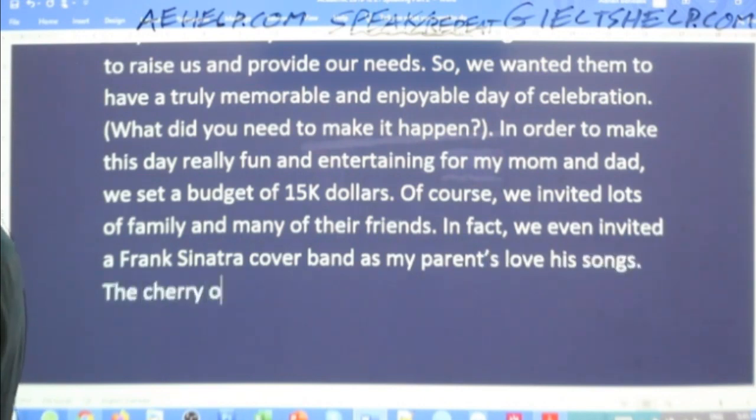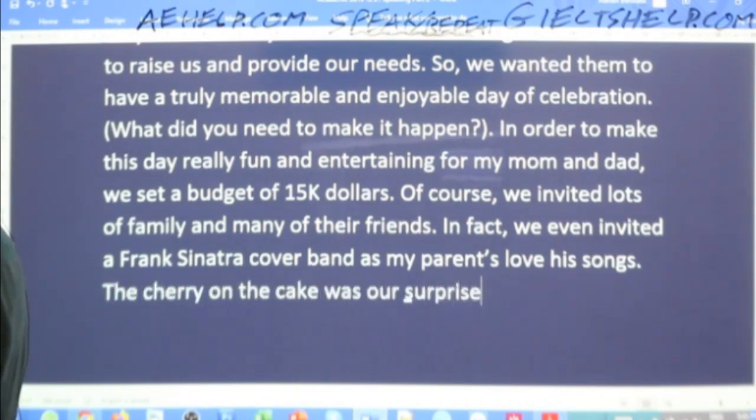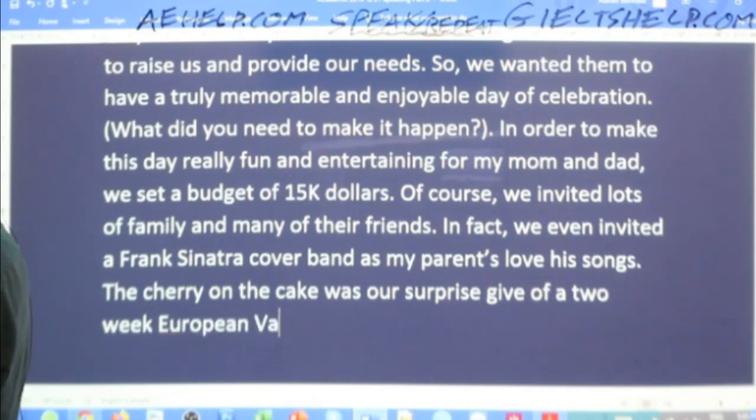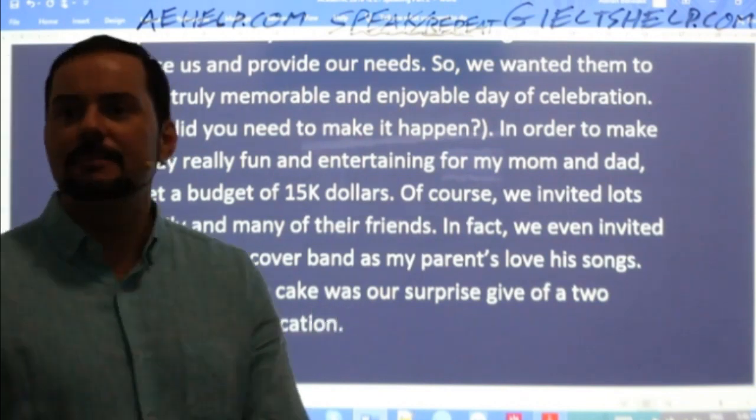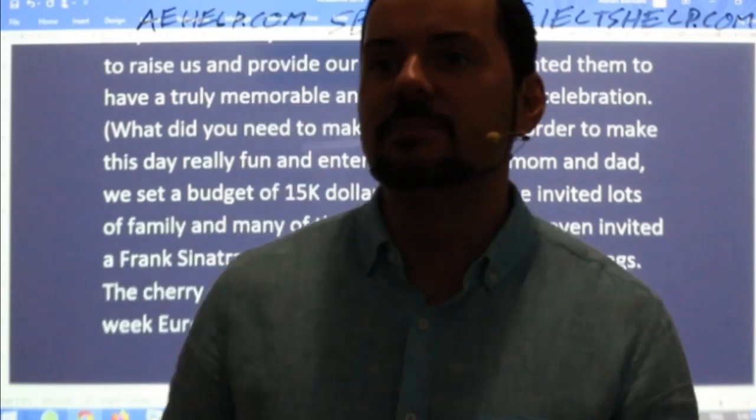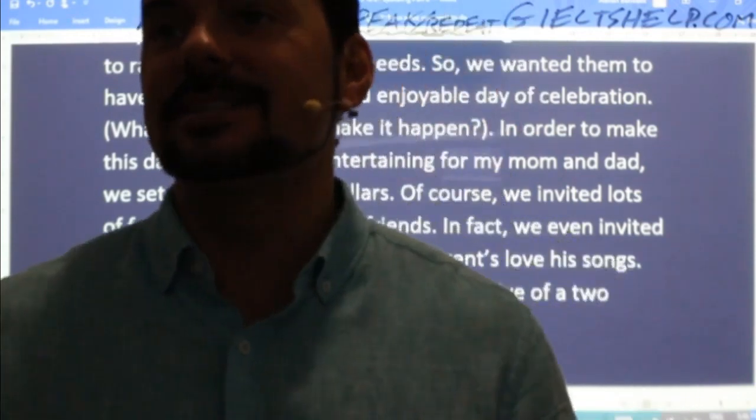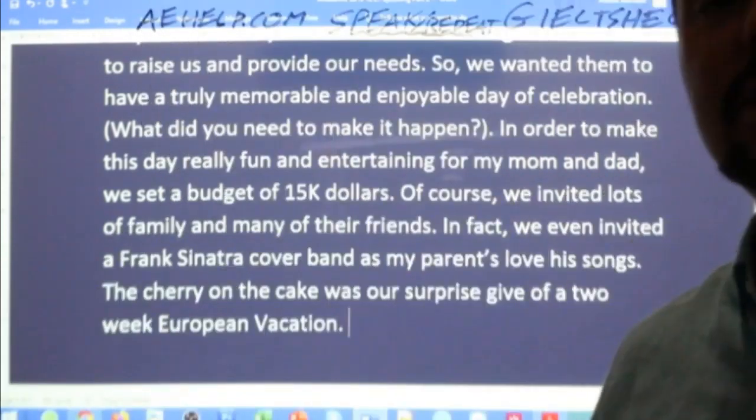The cherry on the cake was our surprise gift of a 2-week European vacation. Sure. Okay. Rajveer says, we booked the restaurant, invited a singer, and printed invitations.